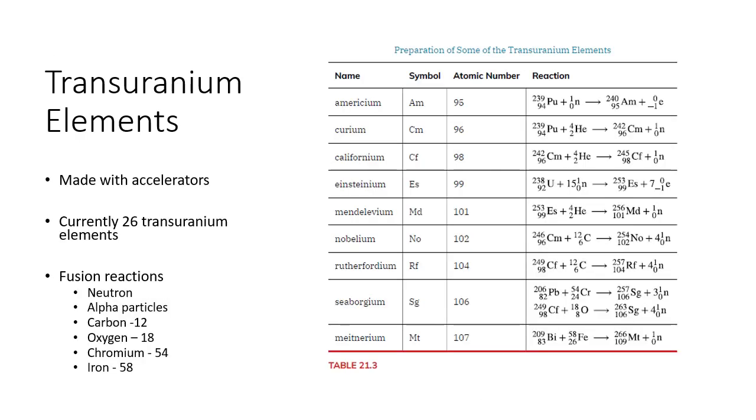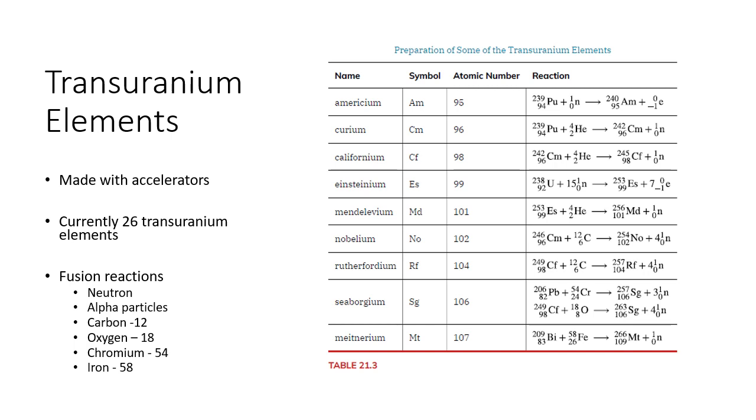All right, so this brings us to the transuranium elements. What is this concept? Anything over uranium, with an atomic number Z of 92, is made via a particle accelerator. It is a synthetic element. There are 26 transuranium elements out there, the ones in purple on that periodic table I showed you earlier. All of them are made with fusion reactions.